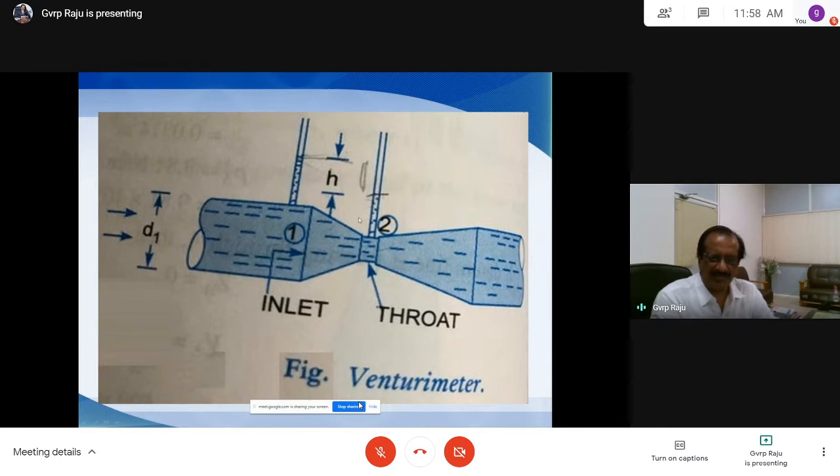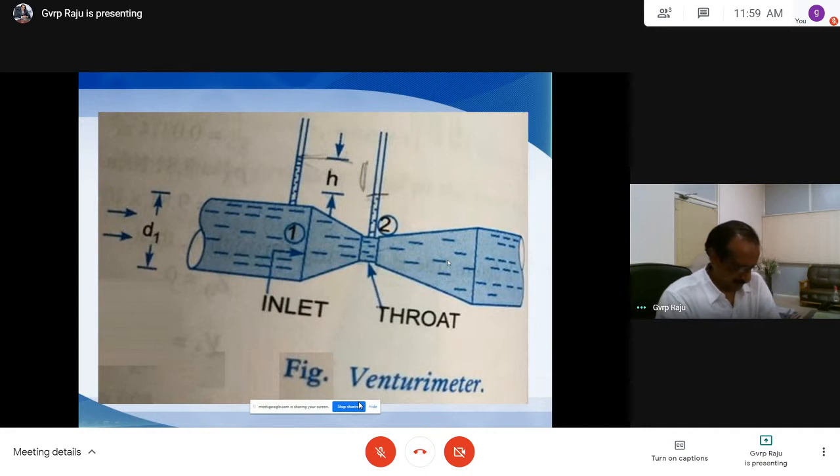Then another important question in GATE is, what is the included angle of the convergent cone? The included angle of the convergent cone is around 21 degrees, 21 plus or minus 1. The included angle of the divergent cone is between 5 to 15. So from here to here is the divergent cone, as the area is diverging. As the area is converging, you can say this is the convergent cone. The included angle here is 21 degrees plus or minus 1, and here it is 5 to 15 degrees.